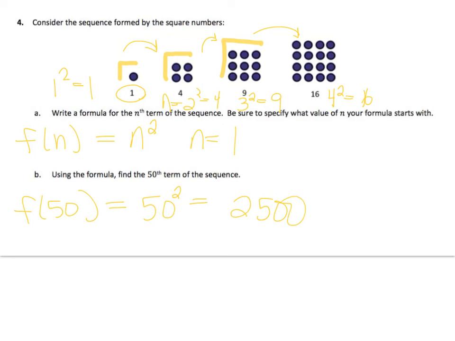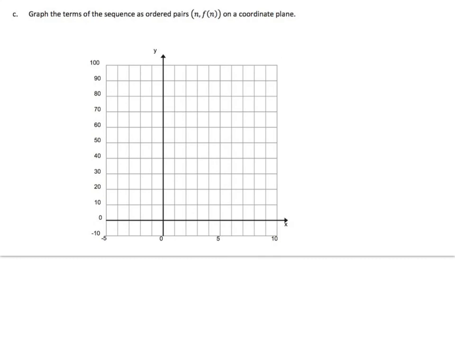And if we graphed those, we would get 1, 1, 2, 4, 3, 9, 4, 16, 5, 25, etc. And this one we can also say is not linear, and we'll get into why in a future lesson.